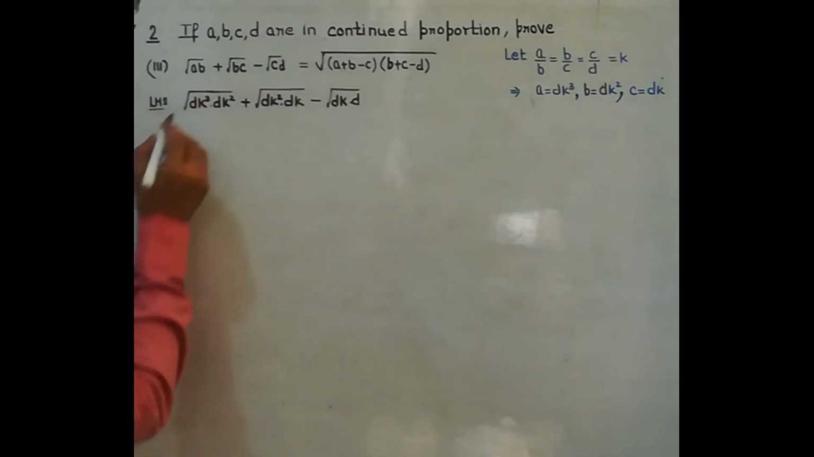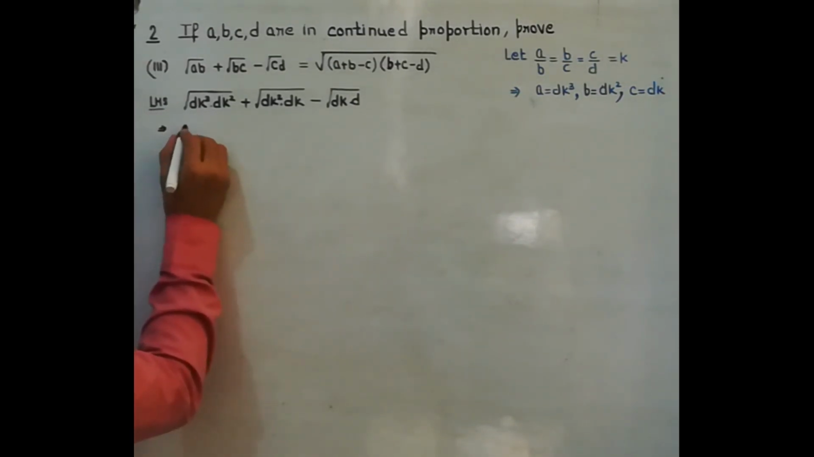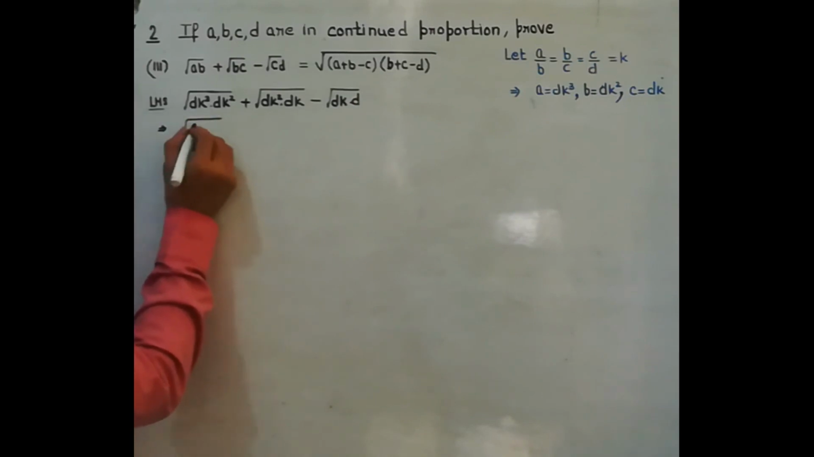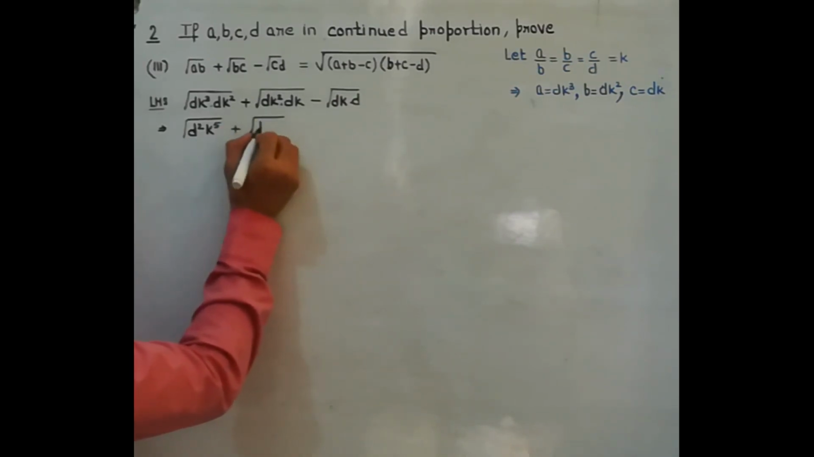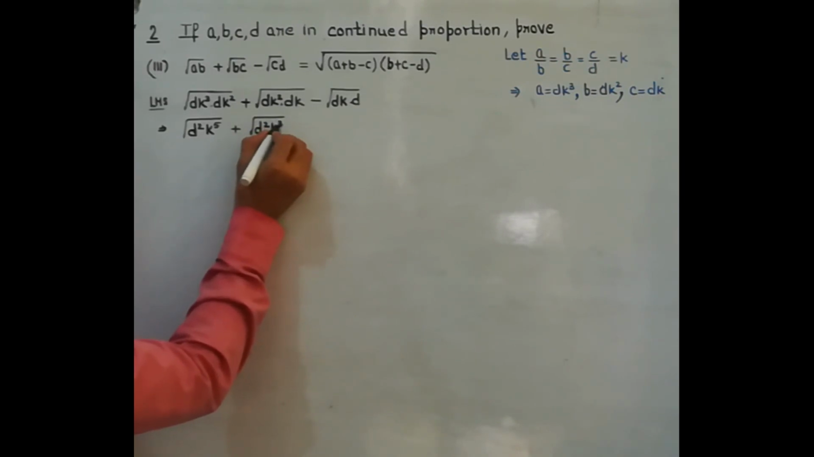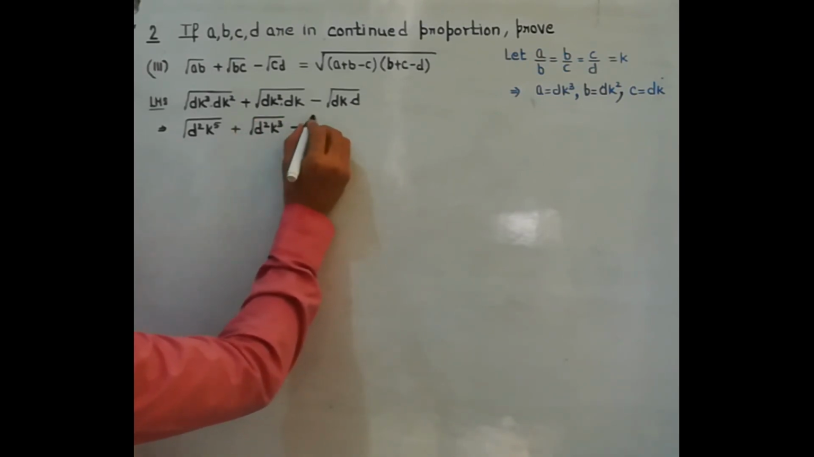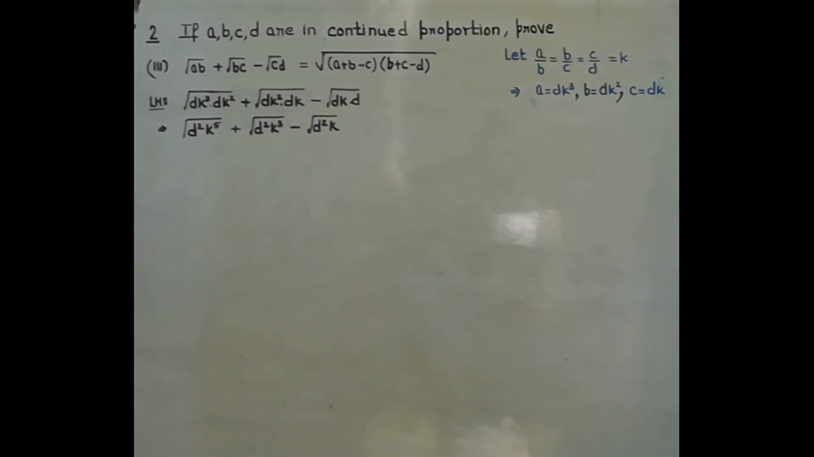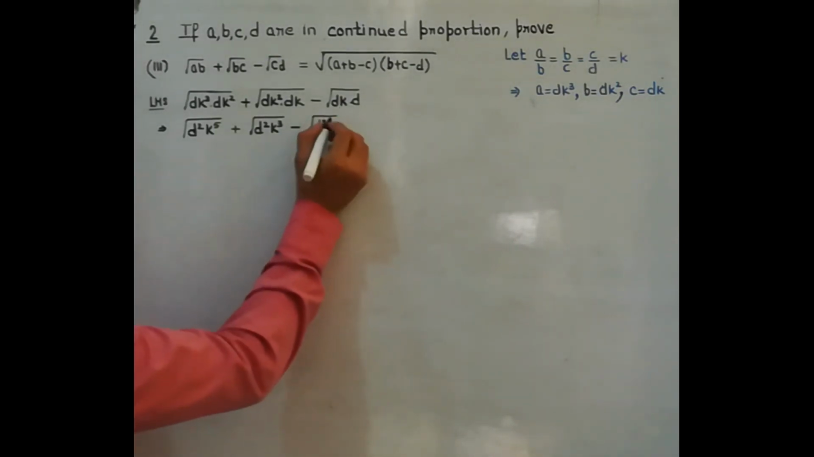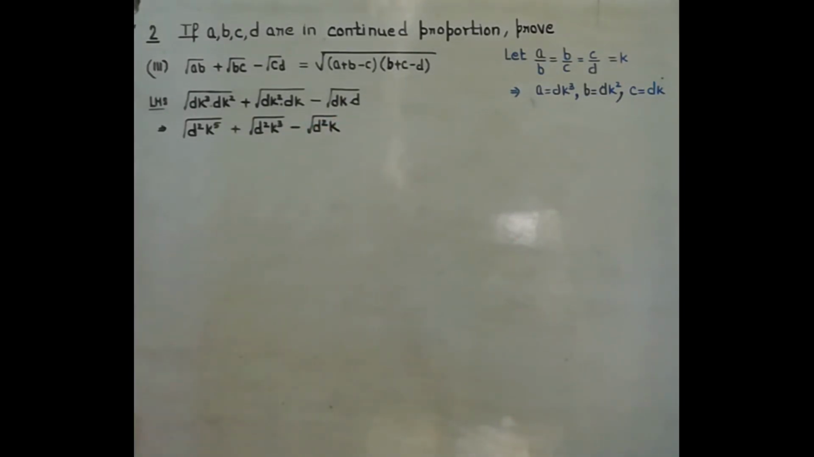Now in the first one, it is d square k raised to power of 5. The second one is d square k raised to power of 3. Third is d square k. Now we will see how to take the under root. Whenever a term has odd power, how do we take the under root of it? That I will explain here.